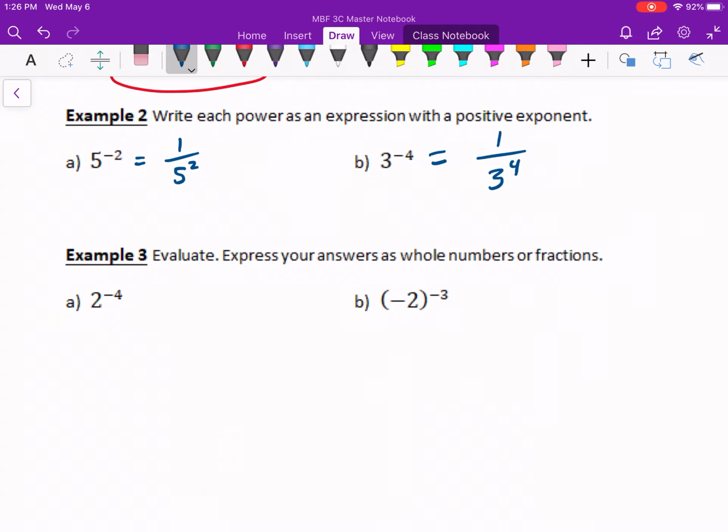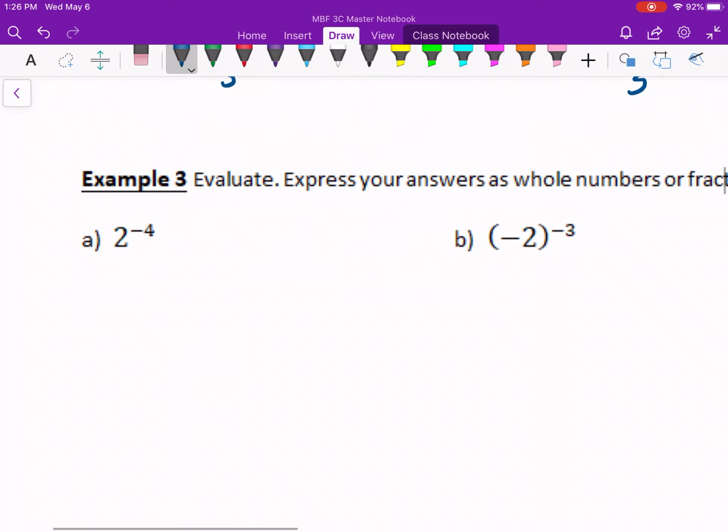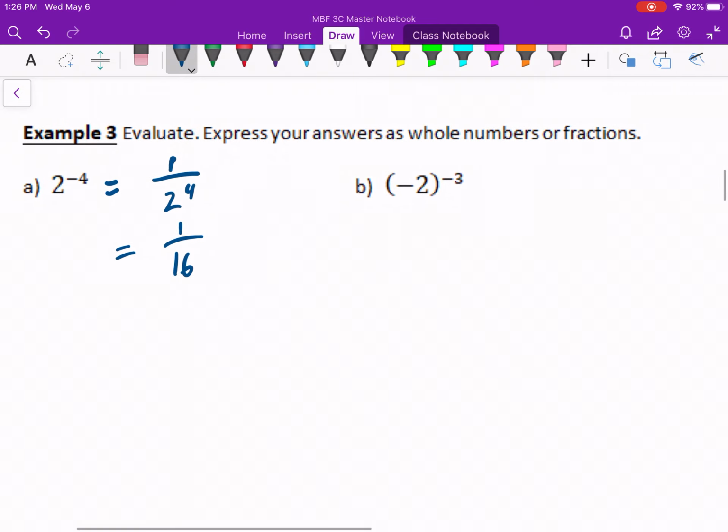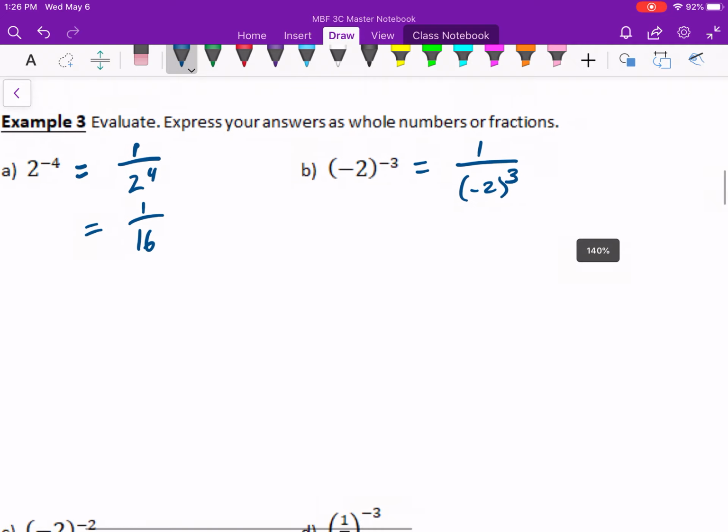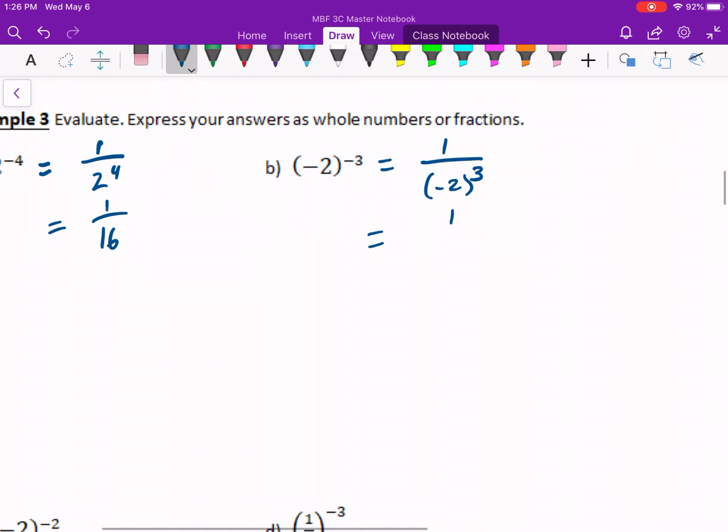Example 3, evaluate. Okay, so now this one is asking me to first change it like in example 2, but then to keep going with it. So the first step of changing it, it's 1 over 2 to the positive 4, but then I know that 2 to the positive 4 is 16. 2 times 2 times 2 times 2 is 16. Or you could put that in your calculator. This would be 1 over negative 2, still with the brackets on it, to the positive 3. All right, that's fine. 1 over.